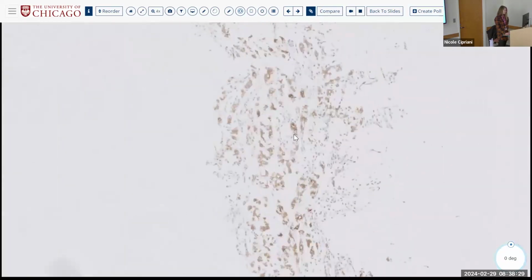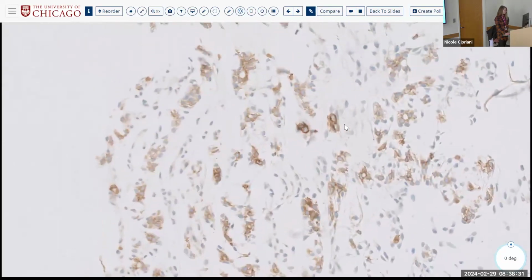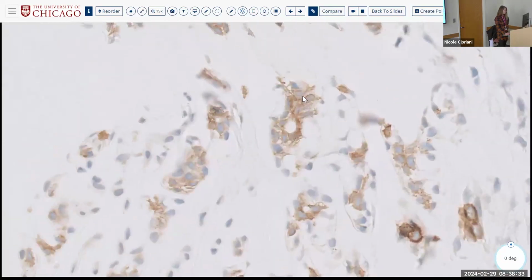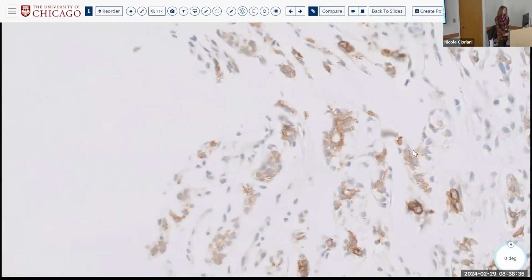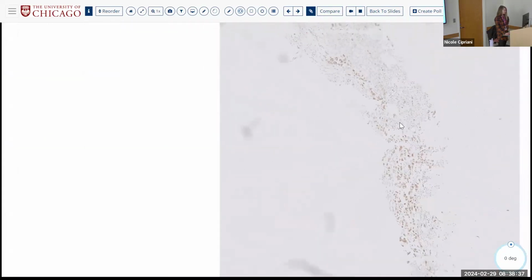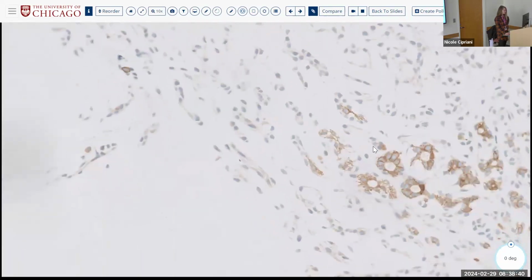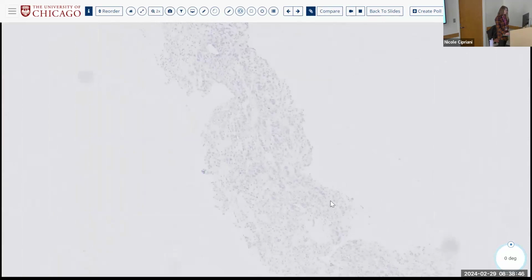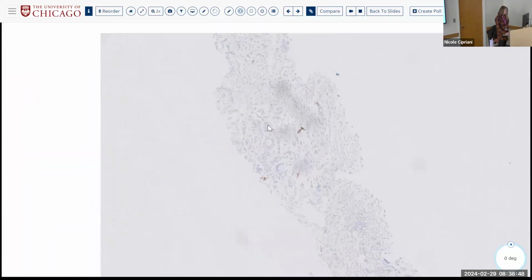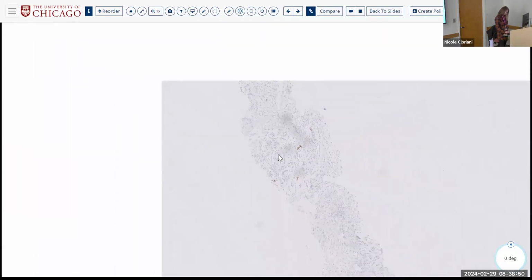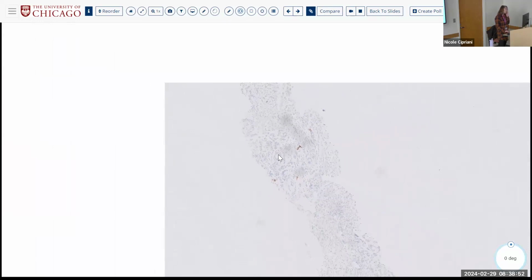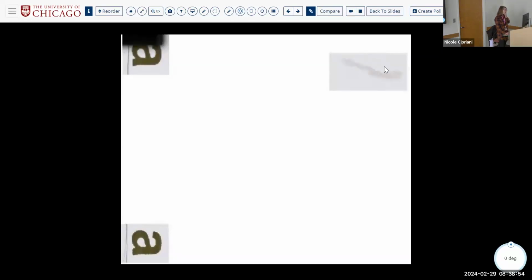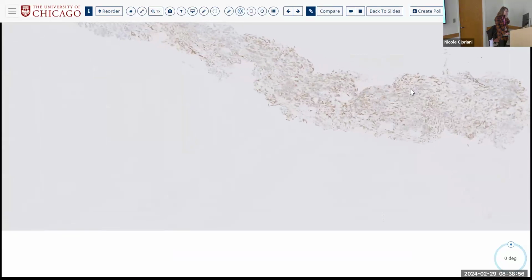Here's our C-kit, right? With your small, kind of tightly clustered epithelial cells being positive. So it looks like it's matching the biphasic picture. This must be probably again S100. I don't see much going on. So, yeah, none of these are important.